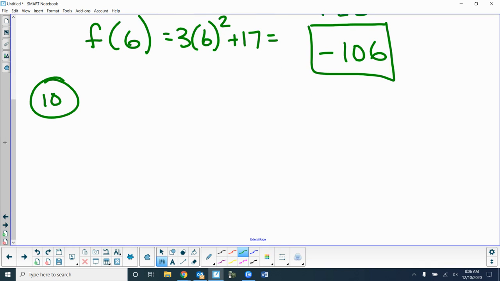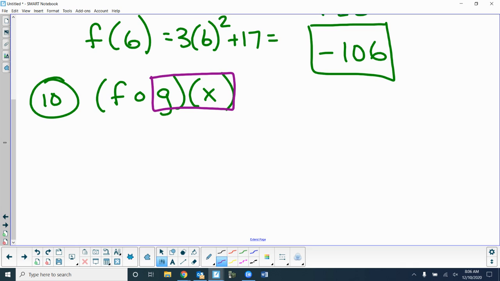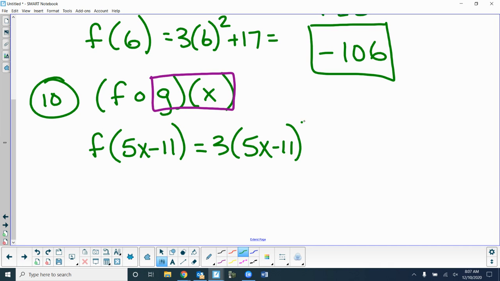All right, number 10 is another composition f of g problem. And it's an x, not a number. So remember, I'm taking g of x and put it in for the x in f. So it's f of whatever g of x was, and this time g of x is 5x minus 11. And f is 3 times x squared plus 17. So this is 3 times 5x minus 11 squared, and the plus 17.